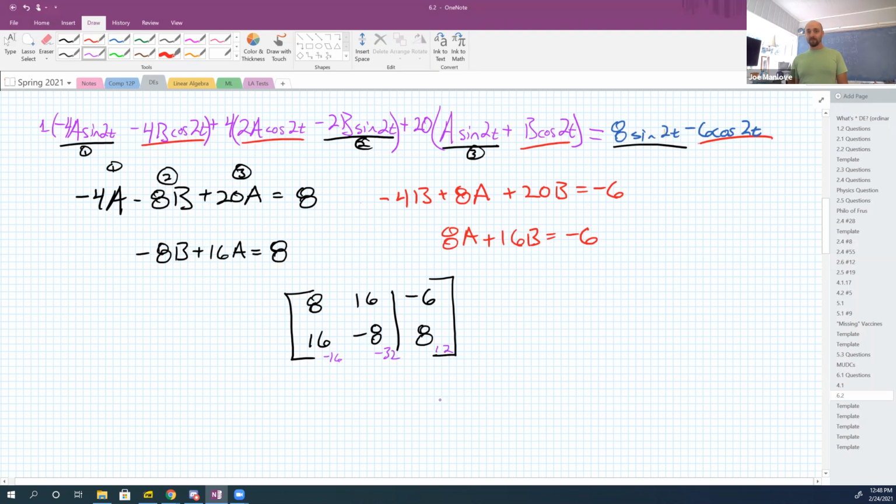Joe, since it's a 2 by 2, can't you just use the 2 by 2 matrix inverse trick? Sure, let's do that instead. That's a lot more fun. Let's do that.